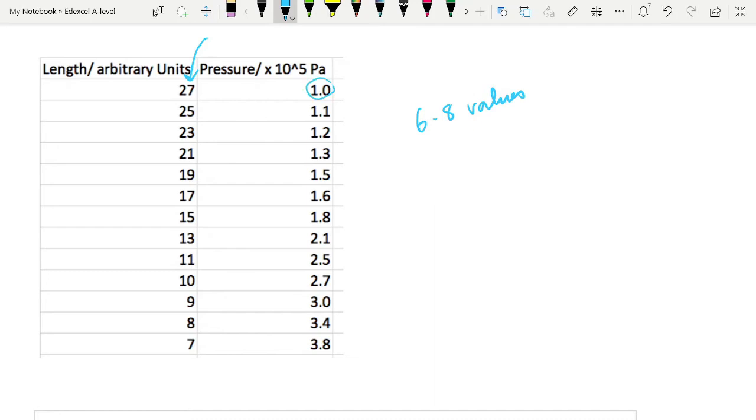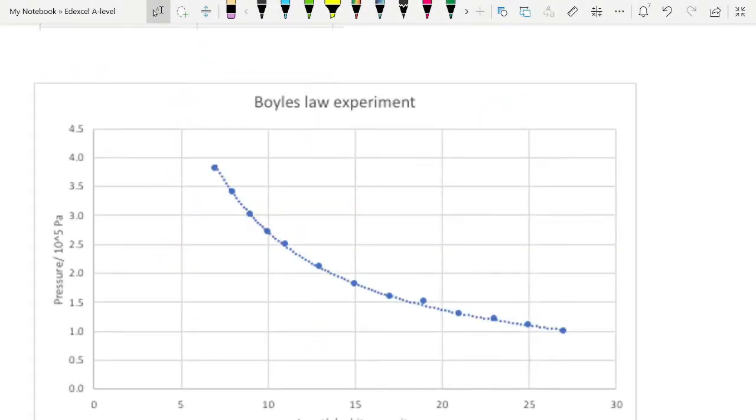And you can see we've got 1 times 10 to the 5 pascals, which is atmospheric pressure. And then as you decrease the length of the column inside, you can see a corresponding increase in the pressure. Plotted on a graph, it looks like this.